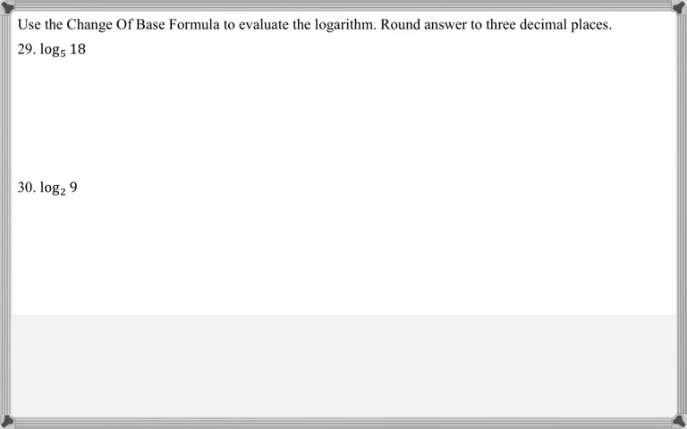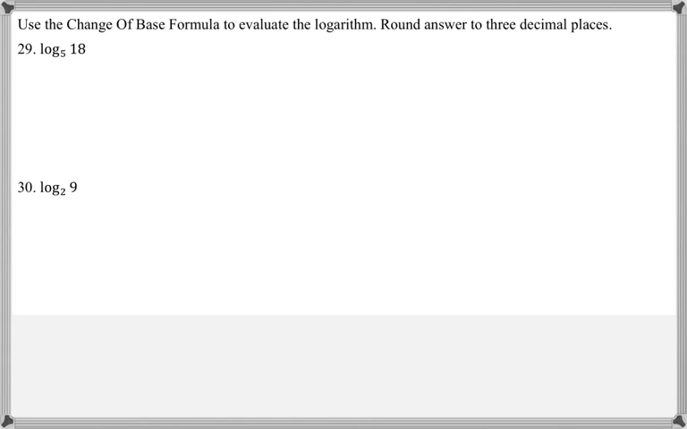So we've proven the change of base formula. Now we actually want to use it. So it says use the change of base formula to evaluate the logarithm and round the answer to 3 decimal places. So for 29 we have log base 5 of 18.